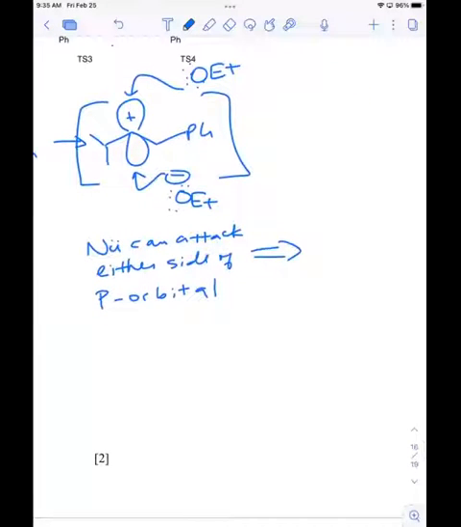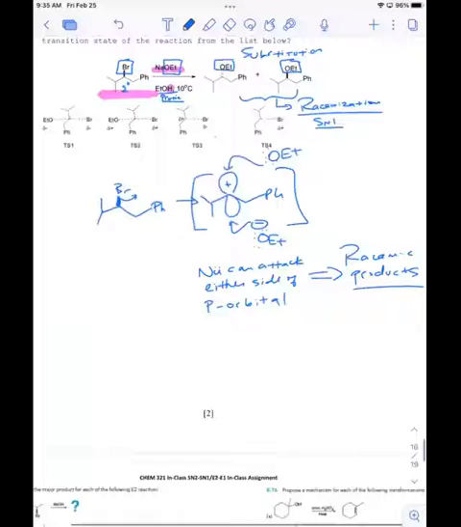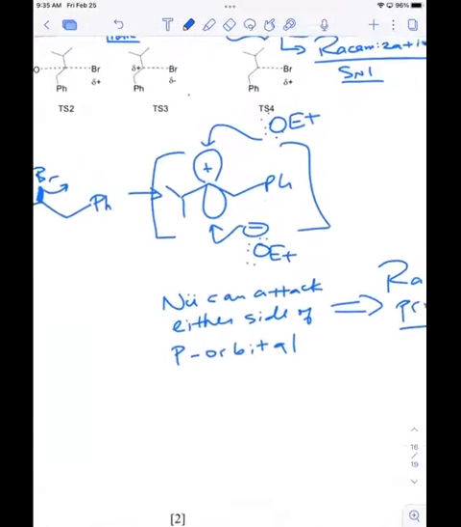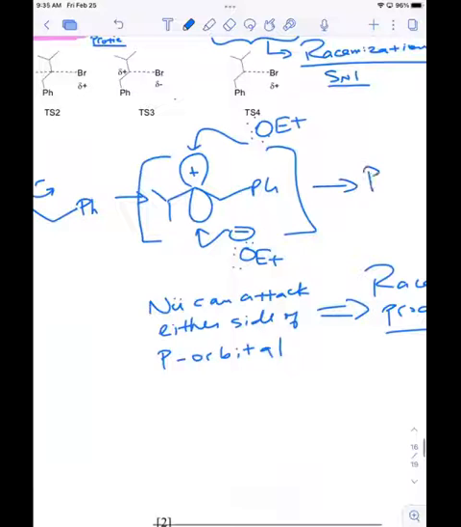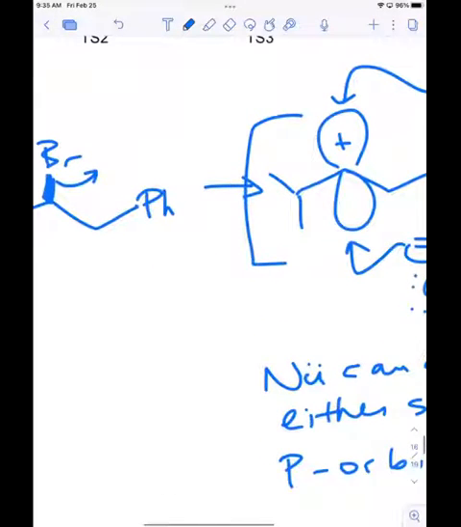Right, so because of that free attack on either side, either lobe of that p orbital, that's what leads to racemic products. That's a dead giveaway that it is SN1. So you said the loss of leaving group is the first step. That's good.